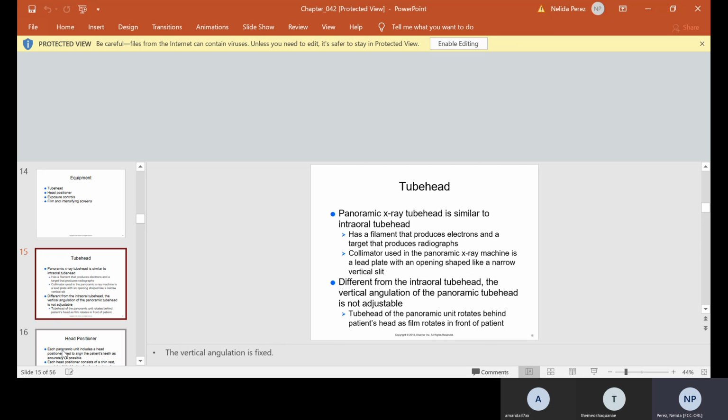The collimator used in the panoramic X-ray machine is a lead plate with an opening shaped like a narrow vertical slit. Different from the intraoral tube head, the vertical angulation of the panoramic tube head is not adjustable. The tube head of the panoramic unit rotates behind the patient's head as the film rotates in front of the patient. So basically, again, the patient gets in, it goes around their head, and the patient doesn't move.